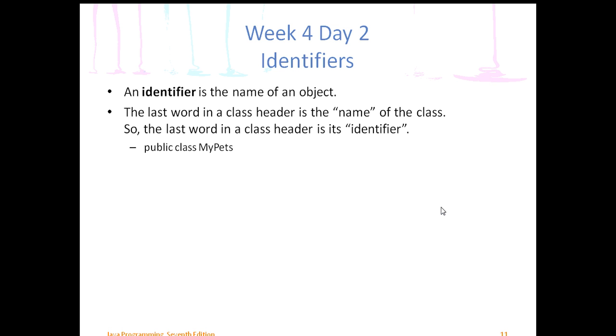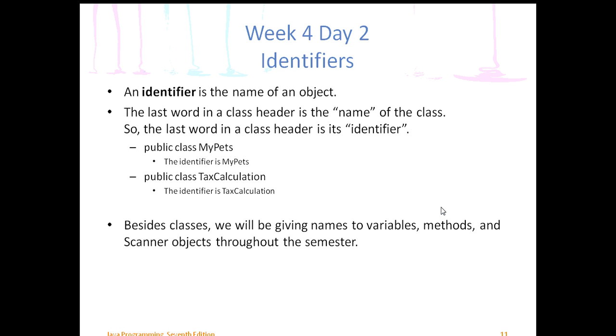Now, here's examples. Public class MyPets. So MyPets is an identifier. And then public class TaxCalculation. Well, the identifier is TaxCalculation because that's the name of the class and the name of the file, by the way. Besides classes, we will be giving names or identifiers to variables and methods and scanner objects and even other things throughout the semester. So each of those objects are going to have names. They're going to have identifiers, and so that's a term that we will use.